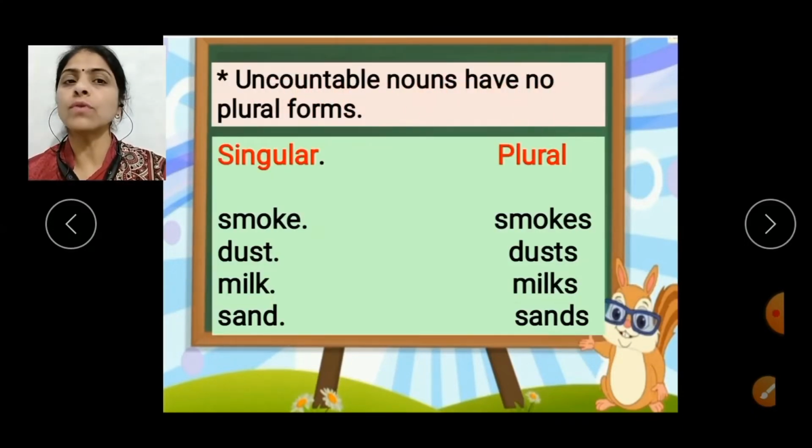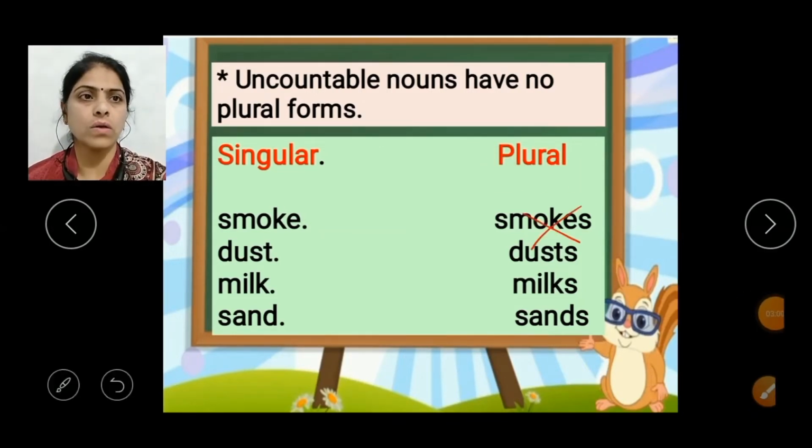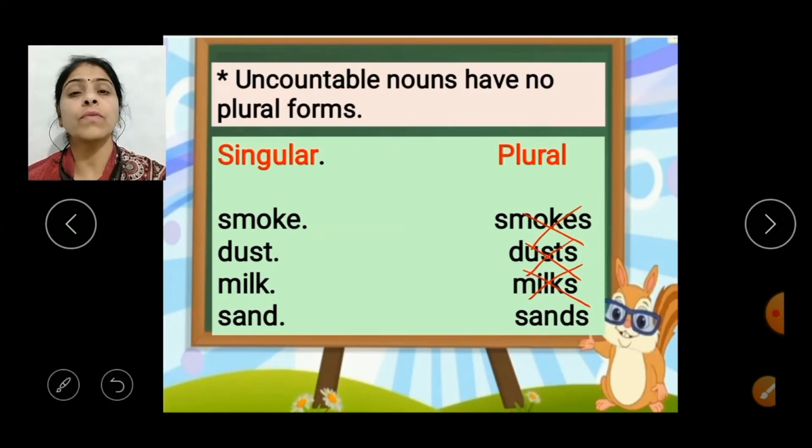But uncountable nouns have no plural forms. We are having some uncountable nouns like smoke, dust, milk and sand. These uncountable nouns are having only their singular form. They are not having their plural form. So we cannot write smokes, we cannot write dusts, we cannot write milks, we cannot write sands, as uncountable nouns are only having their singular forms. They are not having their plural forms.